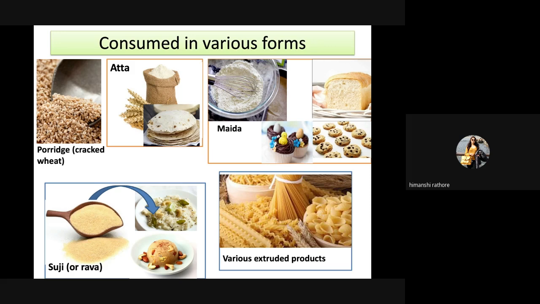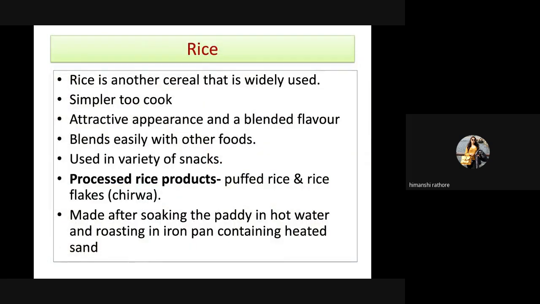And then the refinest form of the wheat is suji, which we also call rava, which is being used to prepare the sweet dish in India called halwa, or the upma, which are being consumed mainly in the southern part of India. Then coming to the rice.